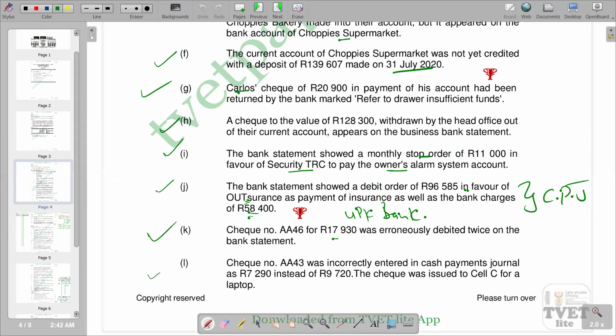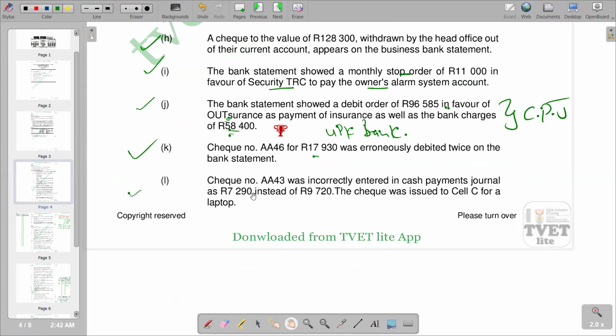After that, we've got check number A43 was incorrectly entered in the cash payments journal as 7,290 instead of 9,720. The check was issued to CFC for a laptop. So in the cash payments journal, obviously, it was entered with a lesser figure. So you have to calculate the difference by saying 9,720 minus 7,290. And you see the figure that we are getting there.